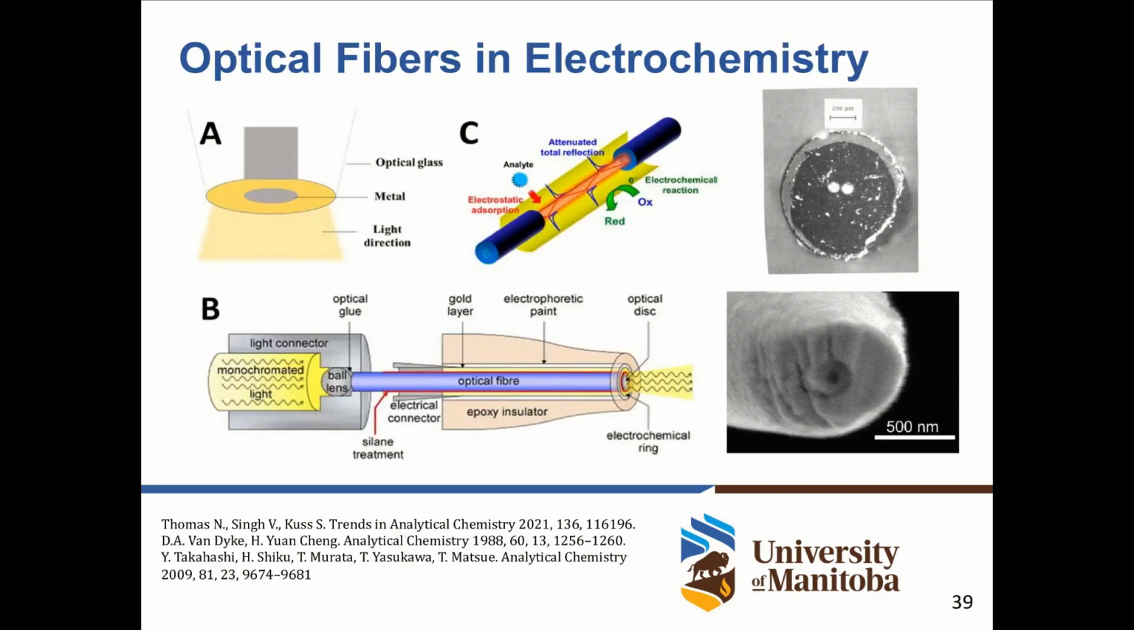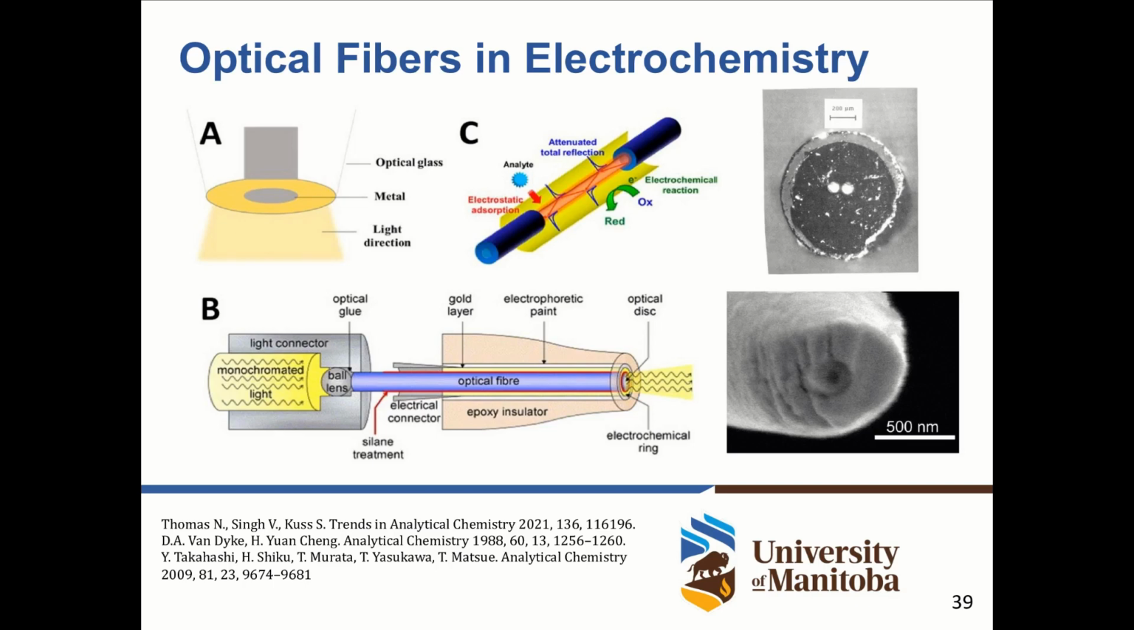For this purpose, we are using optical fibers that we are integrating into our microelectrodes. If you remember, our microelectrode so far contains just a metal wire as a disc surrounded by glass. And now we're going to integrate an optical fiber into this electrode as well. This is not the first time people have been doing this. We were not the first.